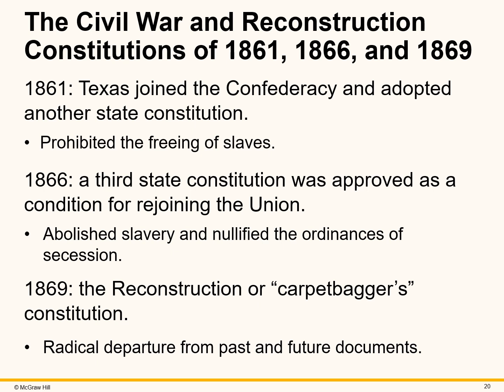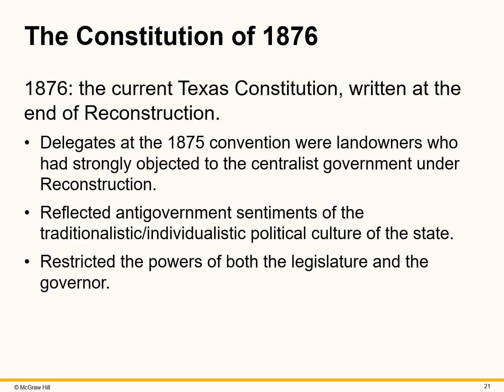The Constitution of 1869 was known as the Reconstruction or Carpetbaggers Constitution. It was a radical departure from the past and future documents. The Constitution of 1876, or the current Constitution, was written at the end of Reconstruction. Delegates at the 1875 convention were landowners who had strongly objected to the centralist government under Reconstruction. This constitution reflected anti-government sentiments of the traditionalistic, individualistic political subculture of the state, and it restricted the powers of both the legislature and the governor.